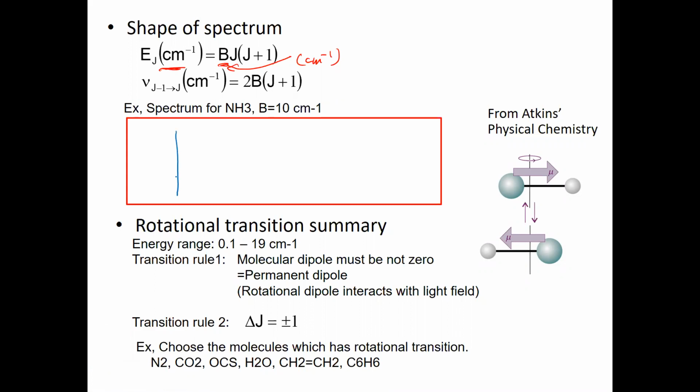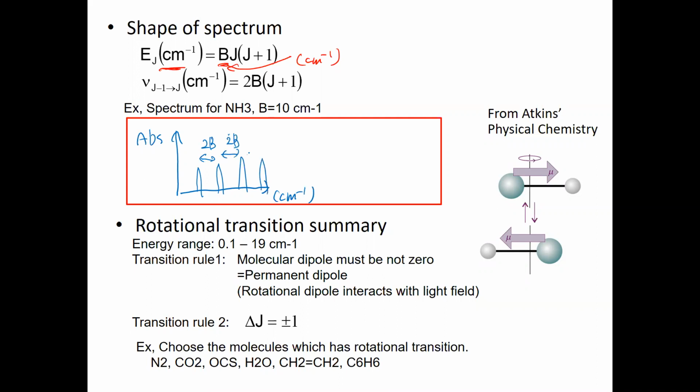Then here's how it looks like. This is wave number, energy, and this is absorption. So from J equals 0 to 1, or 1 to 0, every step, the absorption peak is displaced by 2B, right?